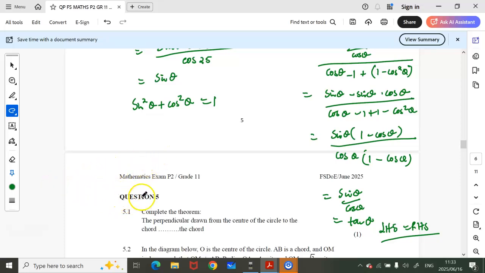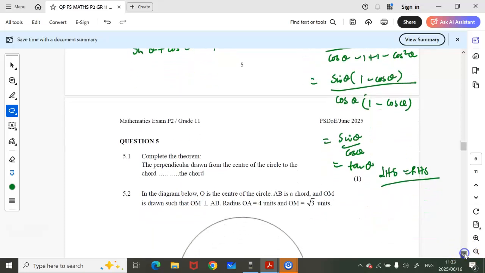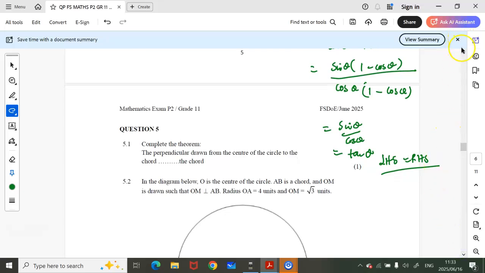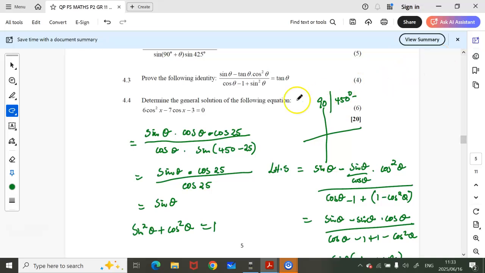I will post another video, or maybe, okay, let me see. I still have time to do the identity and the next one, which is the general solution. Let's do the general solution quickly.